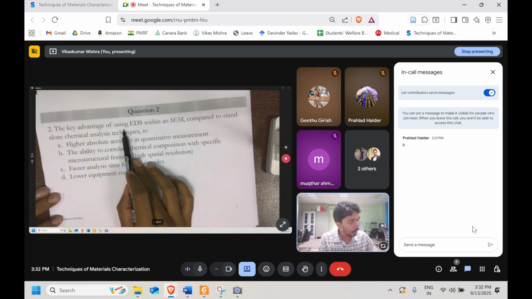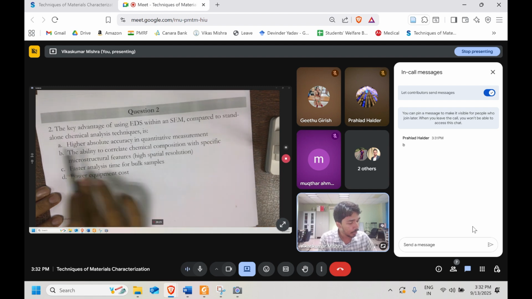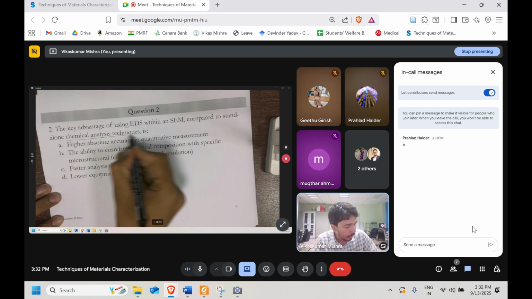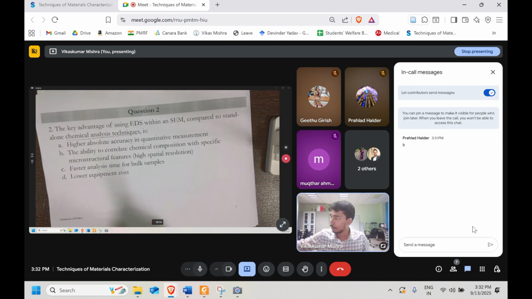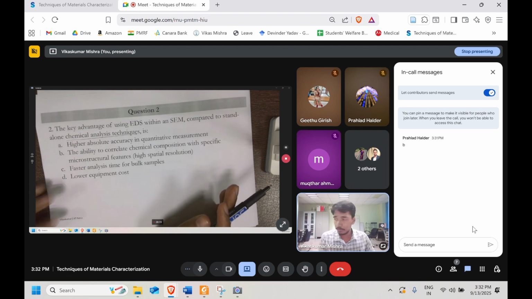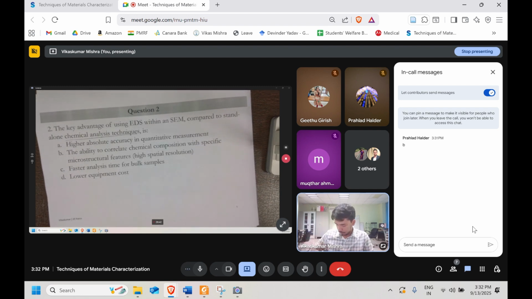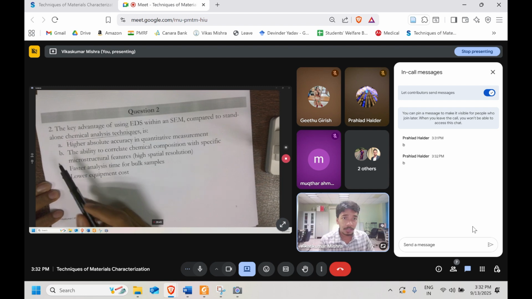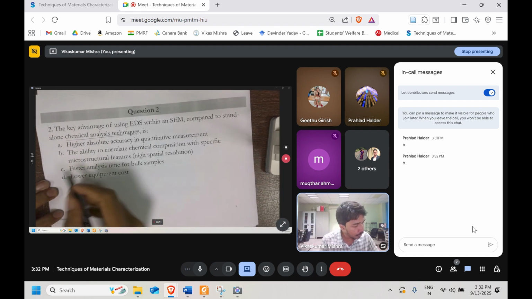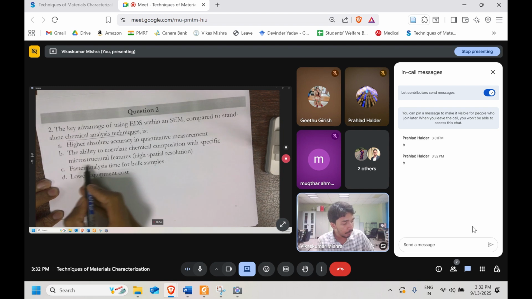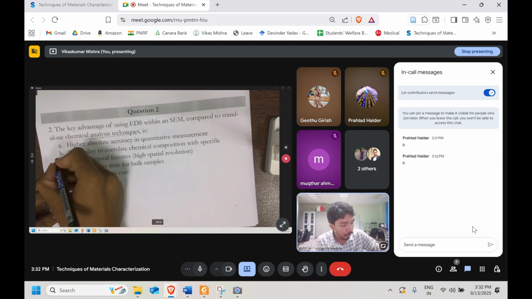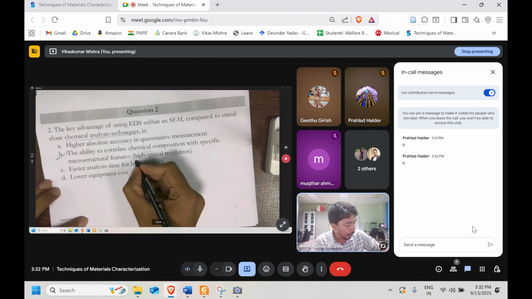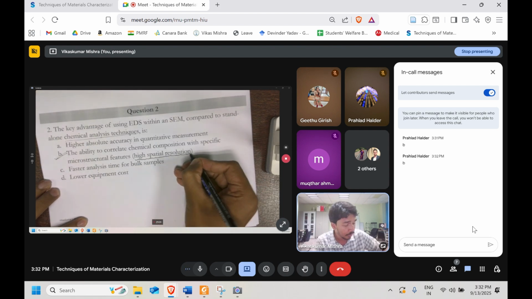The key advantage of using EDS within an SEM compared to a standalone chemical analysis technique is... Yes, Prahlad, the answer is B: the ability to correlate the composition with the specific microstructural feature, high spatial resolution. So the main part is that spatial resolution.